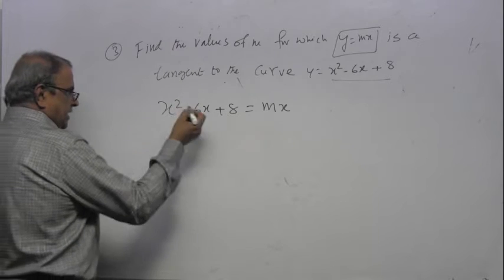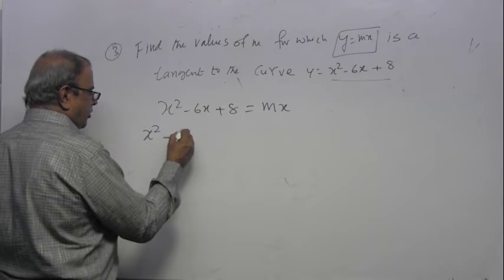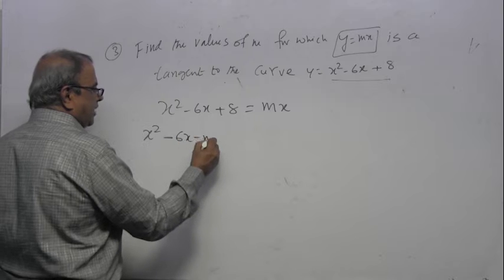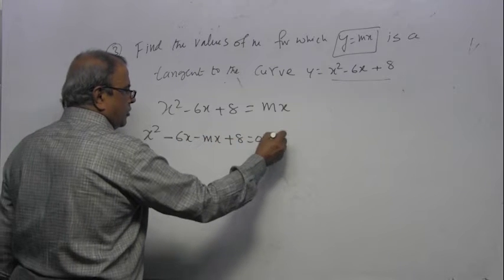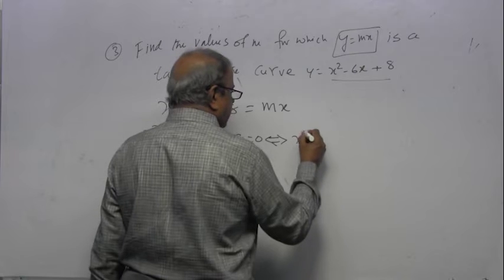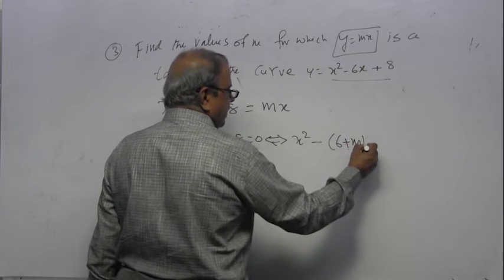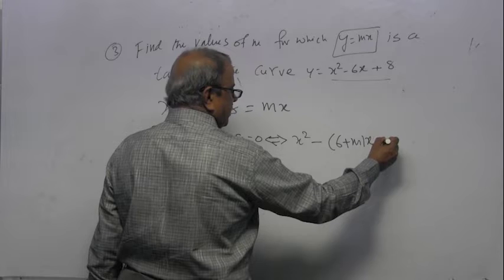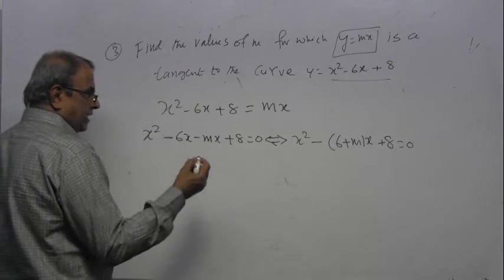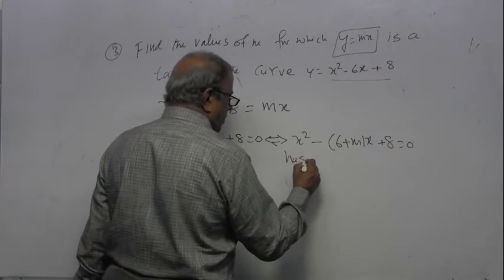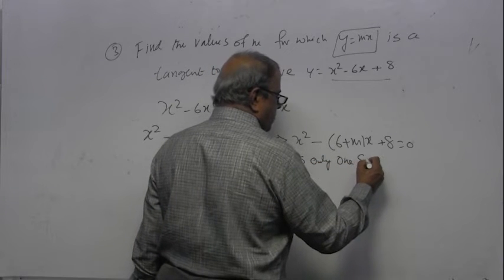Therefore, arrange it as a quadratic equation. Remember, you always have everything on one side, which I could write as x squared minus (6 plus m) times x plus 8 equal to 0. That's a quadratic that has only one solution.